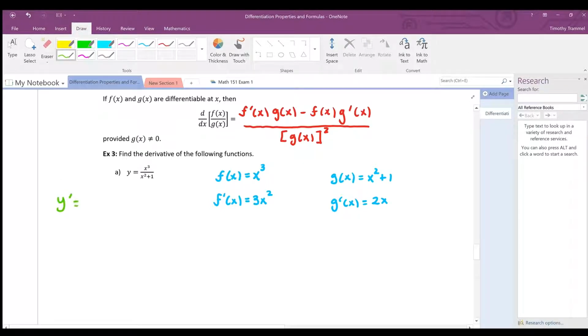All right. So first of all, we want f prime of x, so that's 3x squared. Then we want times g of x, which is x squared plus 1, minus f of x, which is x cubed, times g prime of x, which is 2x, and then all over g of x squared.